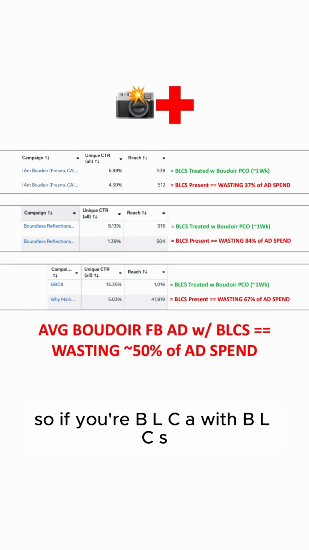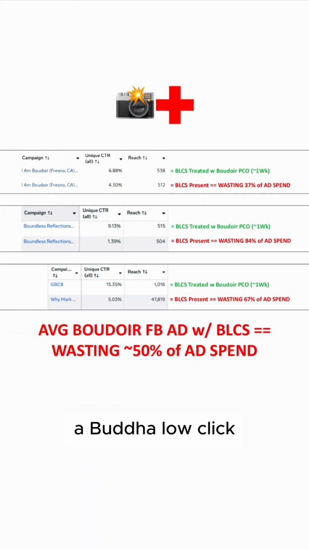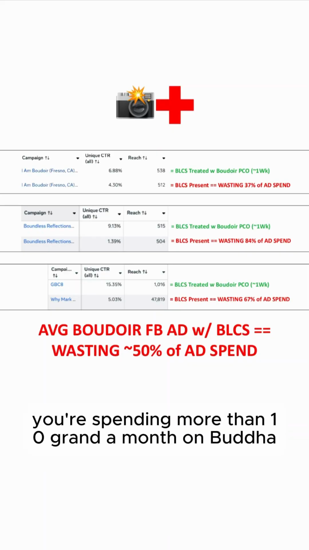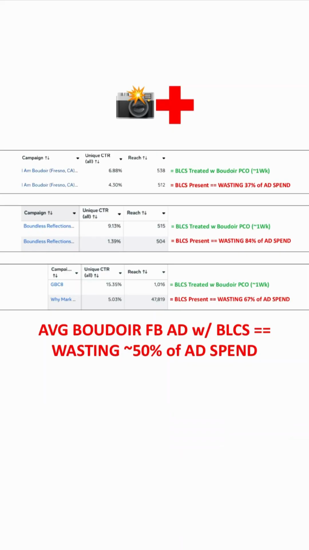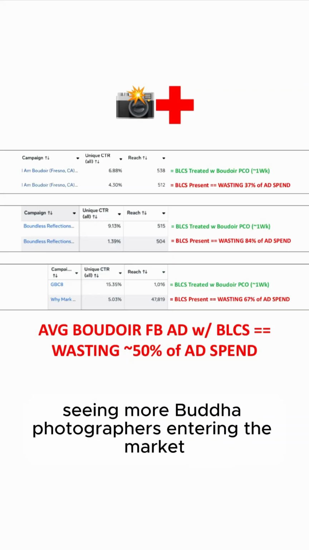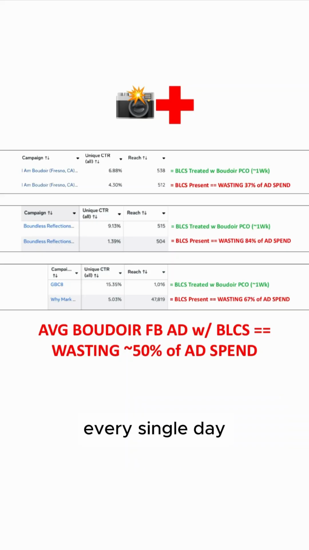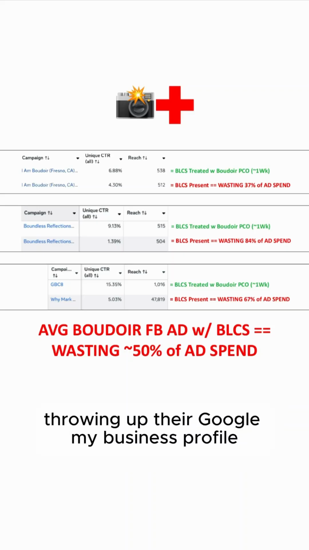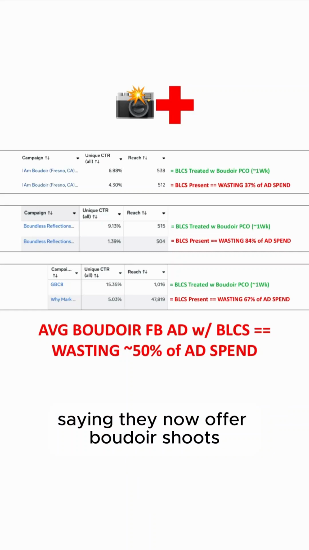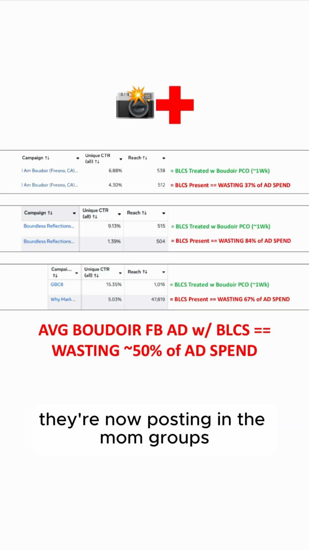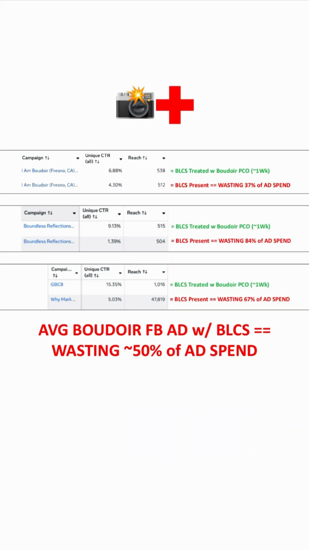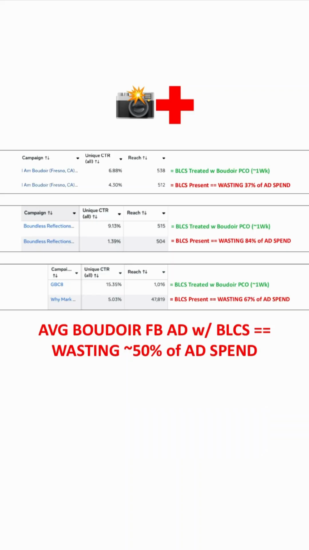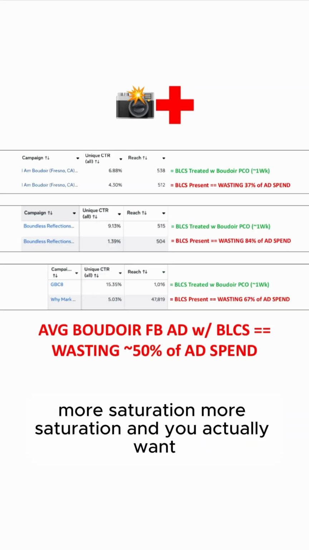So if you're a BLCA with BLCS, a Boudoir low click advertiser with Boudoir low click syndrome, and you're spending more than 10 grand a month on Boudoir Facebook ads, and you're looking at the marketplace, seeing more Boudoir photographers entering the market every single day. Seems like anytime someone gets a new iPhone, they are throwing up their Google My Business profile, saying they now offer boudoir shoots, or if they get a new camera, they're now posting in the mom groups, saying they now offer boudoir shoots. So you see more boudoir photographers in the market competing for the same number of buyers. So more saturation, more saturation, more saturation.